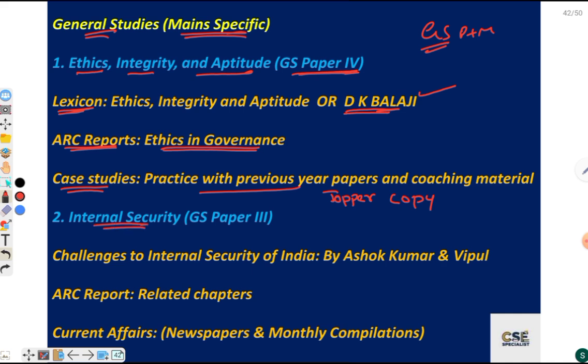Then coming to internal security, which comes in General Studies Paper 3. Here, refer to Challenges to Internal Security of India by Ashok Kumar and Vipul, and the ARC reports, especially the related chapters on internal security. Then current affairs covers newspapers and monthly compilations.